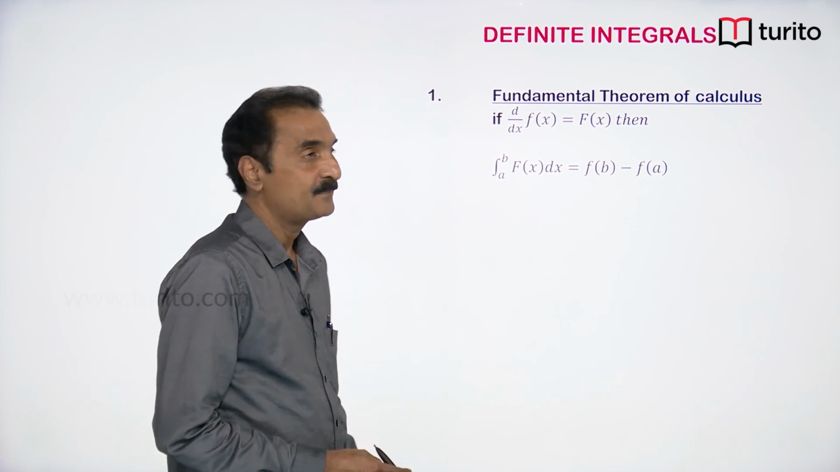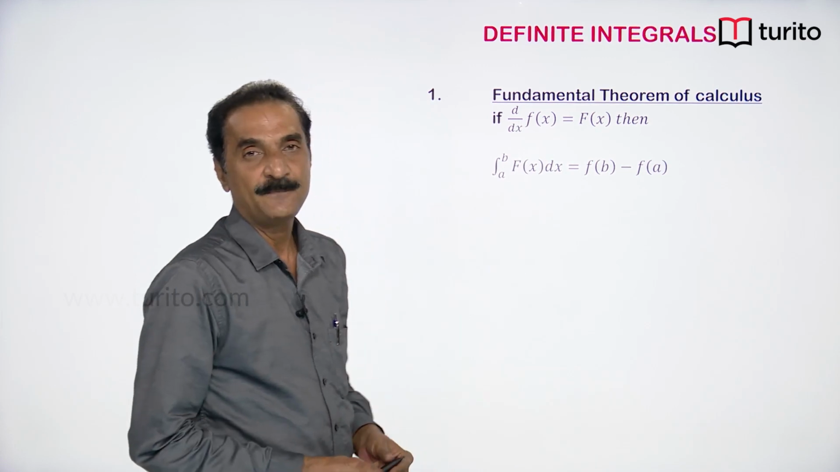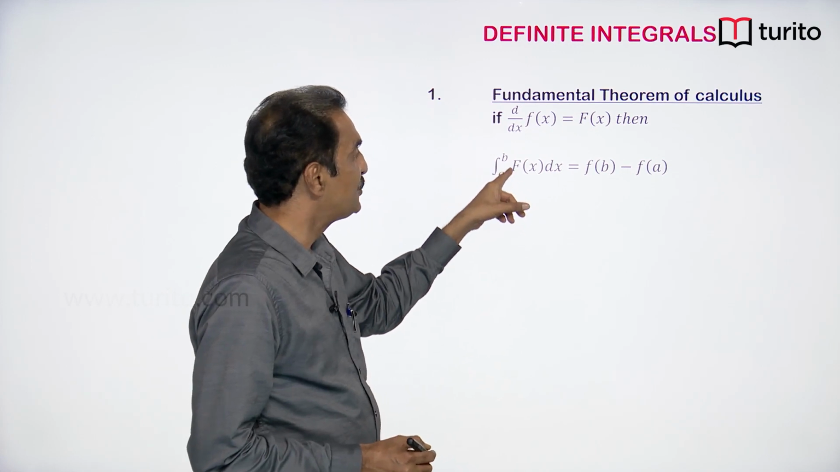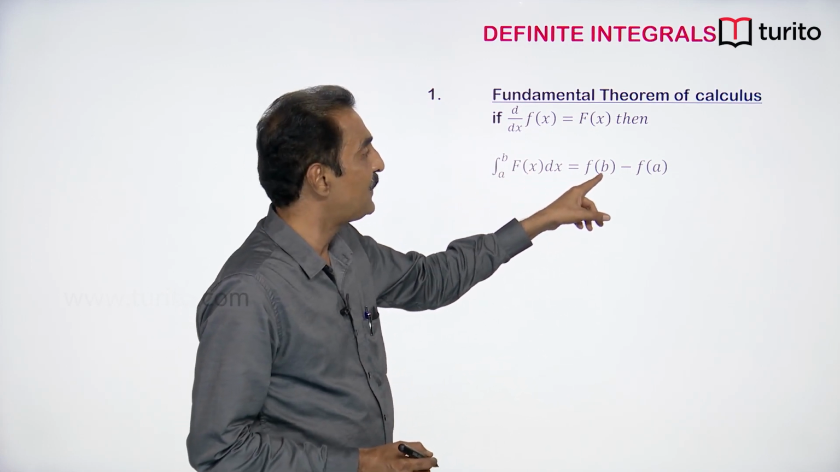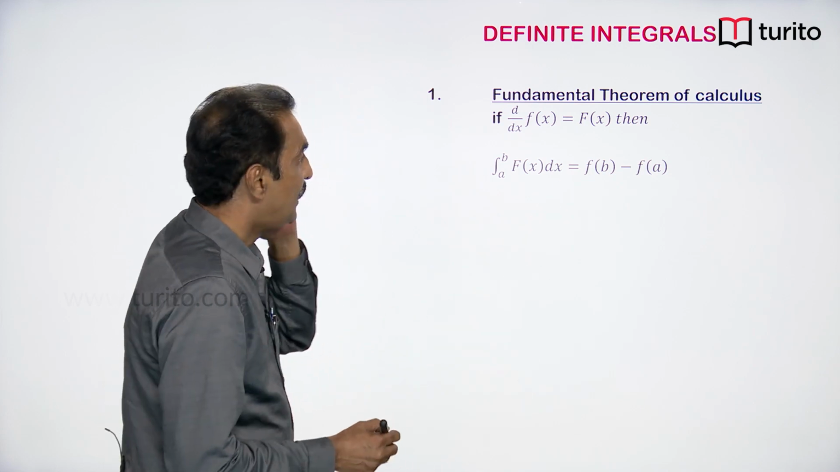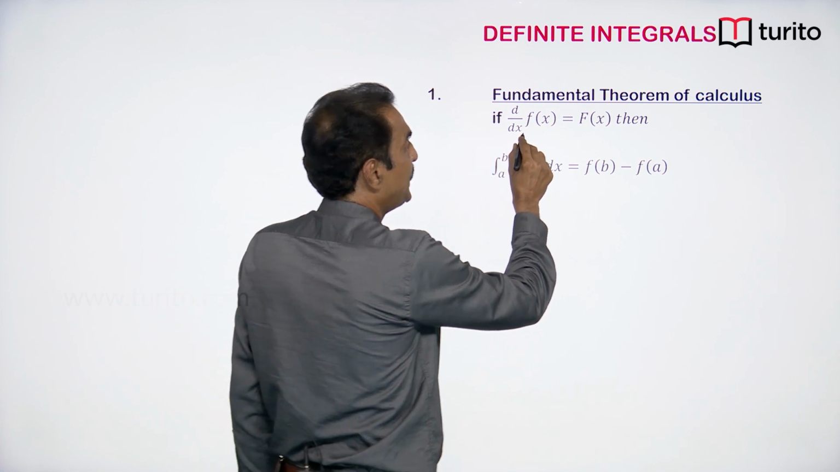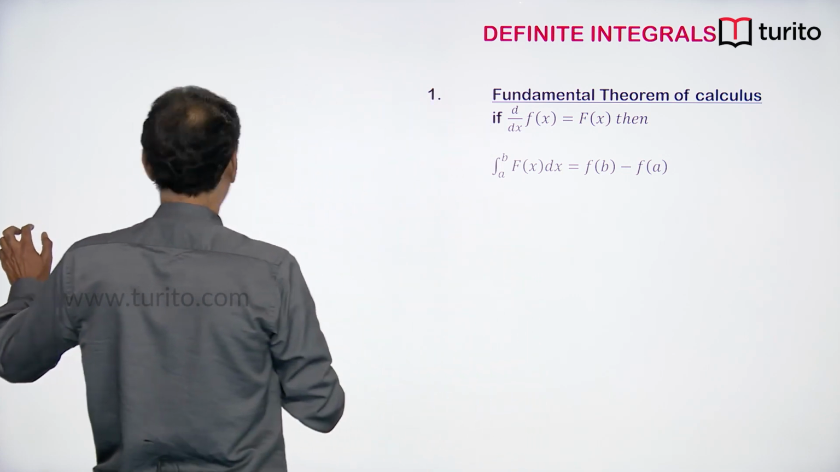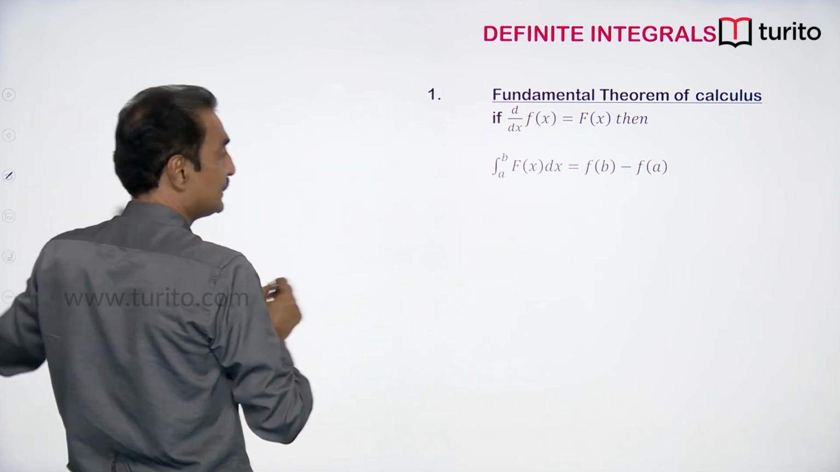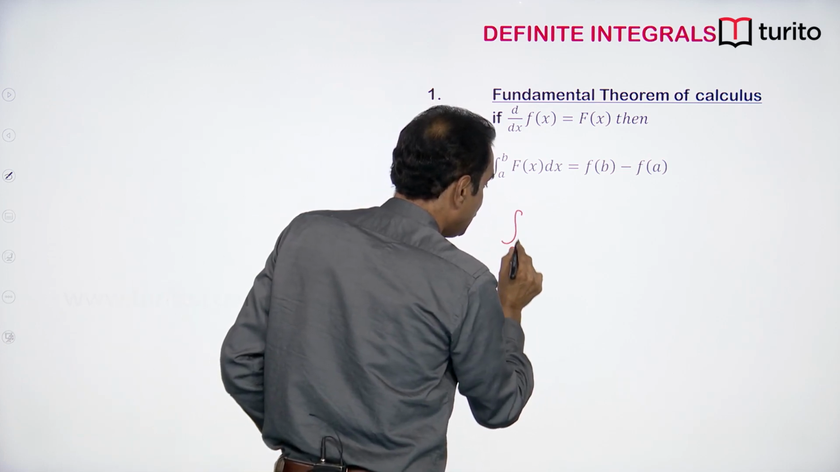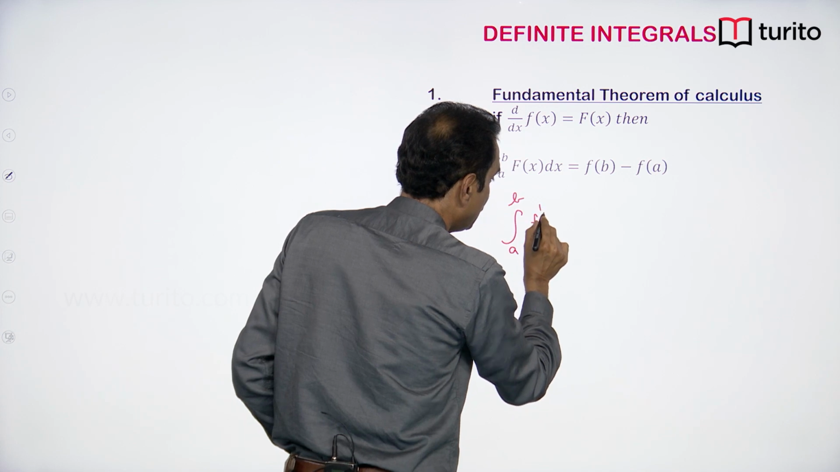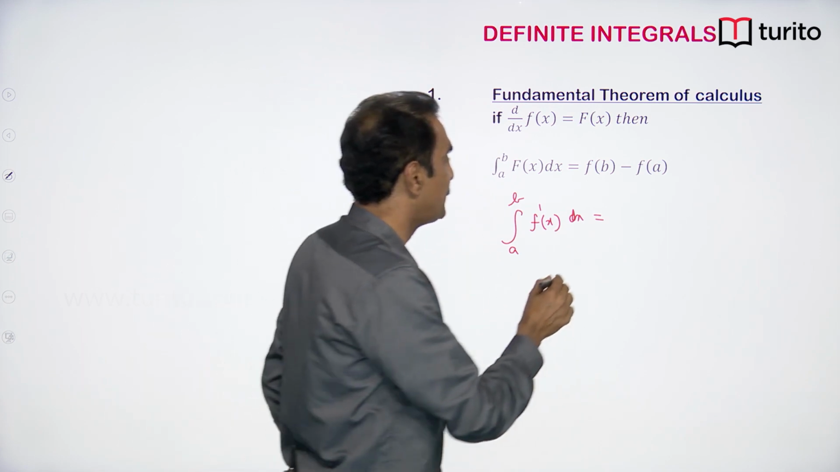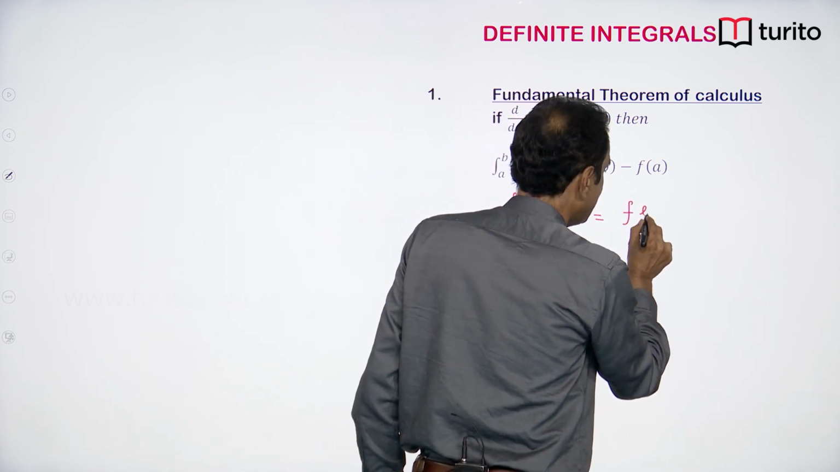Fundamental theorem of calculus. If the derivative of a function f of x is capital F of x, then integral a to b capital F of x dx is equal to f of b minus f of a. Or, if you write the derivative of f of x as f dash x, then we can write this as integral a to b f dash x dx is equal to f of b minus f of a.